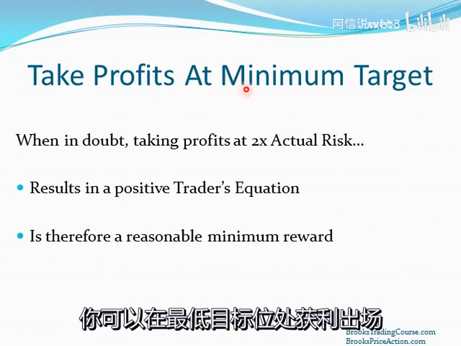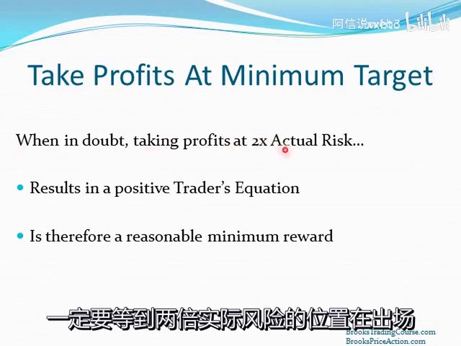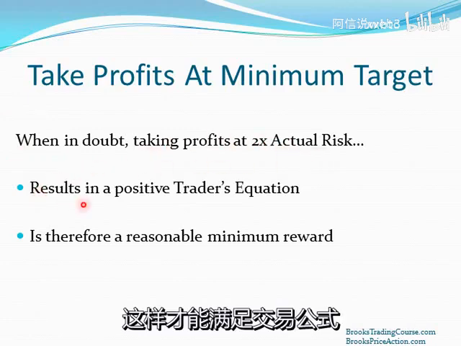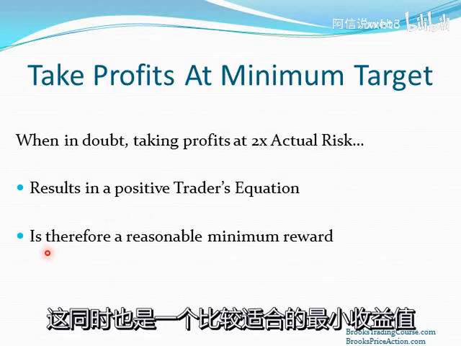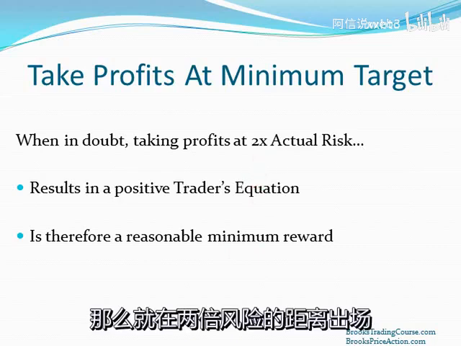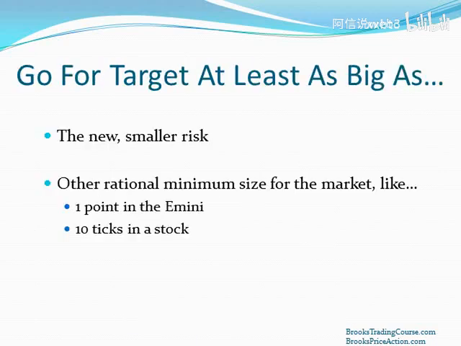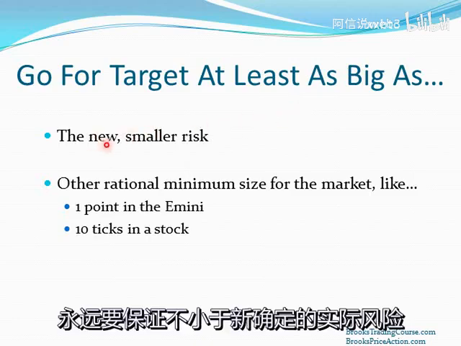You can take profits at your minimum target. When in doubt, you always take profits at 2 times actual risk, and this results in a positive equation. It is also therefore a reasonable minimum reward. So when you're not sure where to take profits, go for 2 times your actual risk. That's a reasonable minimum. You should always go for a target that is at least as big as the new smaller risk, your actual risk.